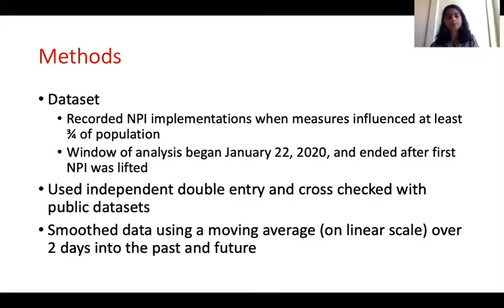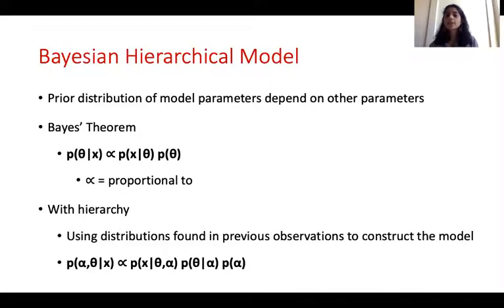So as I mentioned, they use a Bayesian hierarchical model to model the effect of their NPIs. So just a brief primer on what the Bayesian hierarchical model is. It essentially is a prior distribution of model parameters that depend on other parameters. So it stems from Bayes' theorem, which says that the probability of theta given x is proportional to, that's what this little symbol means, the probability of x given theta times the probability of theta. So it's essentially this estimation of parameters depending on this other probability of a parameter that you already know. And so with hierarchy, which is what the authors look at, we can essentially look at distributions found in previous observations to construct this model.